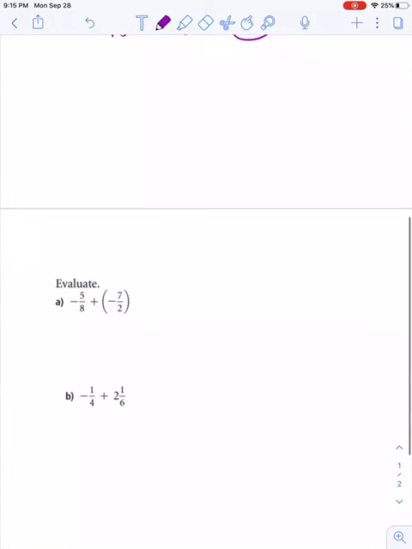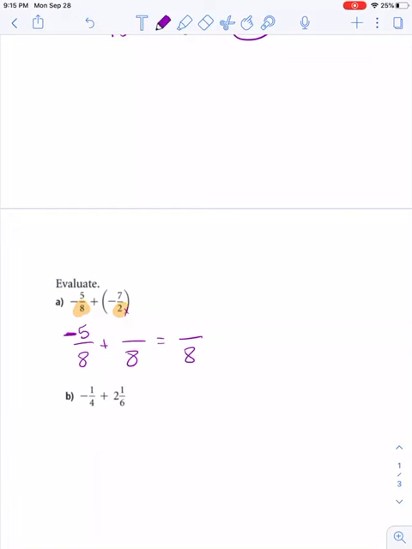Second example here, I have two negatives and my denominators are not the same, so I need to find a common denominator. So I'm going to put everything on 8. Here I don't have to do anything because it's already negative 5 over 8. I can't forget to put my negative.